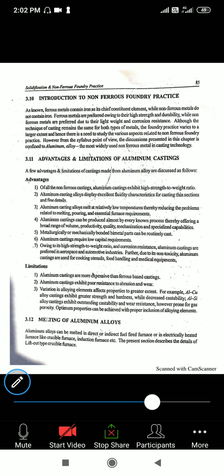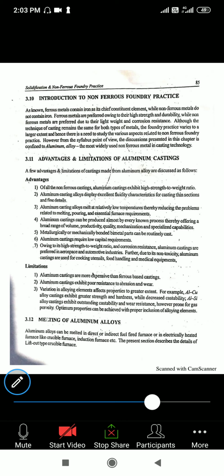So, introduction to the non-ferrous metals practices. The ferrous metals are the iron-containing metals, and the non-ferrous metals are the metals that do not contain iron. Usually you all know this. In your syllabus, non-ferrous metals are included, and today we are going to discuss the aluminium material, which is a non-ferrous material.